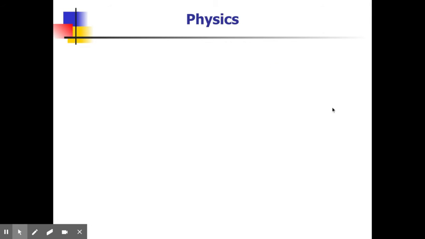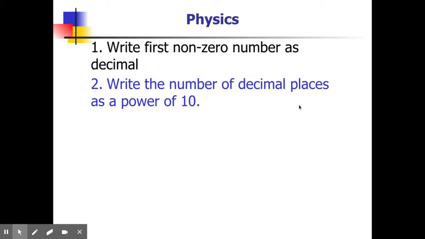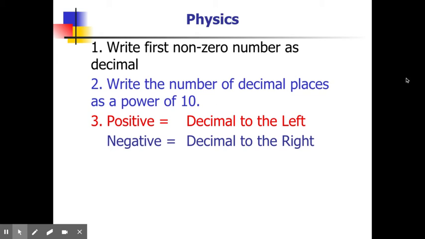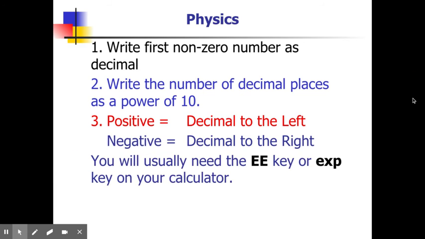So, to write in scientific notation, you first write the first non-zero number as a decimal, and then count the number of places you have to move the decimal point. Write the number of decimal places as a power of 10. You use a positive power if you're moving to the left, a negative power if you are moving to the right. On calculators, especially the Texas Instruments family, this will appear as a double E, Casio's an EXP key. If you're looking at something on your phone, good luck, know how to run your own phone.